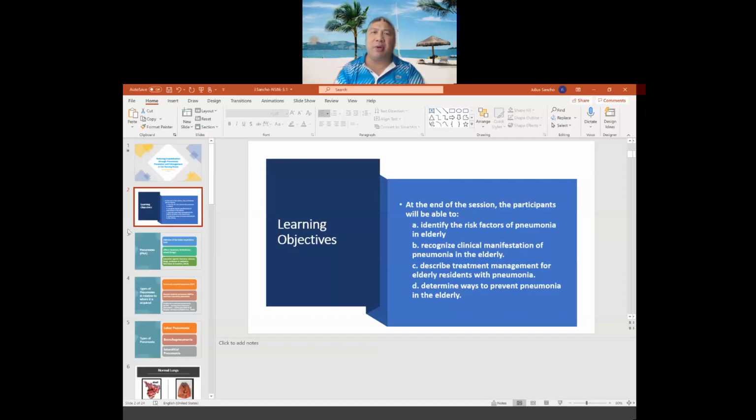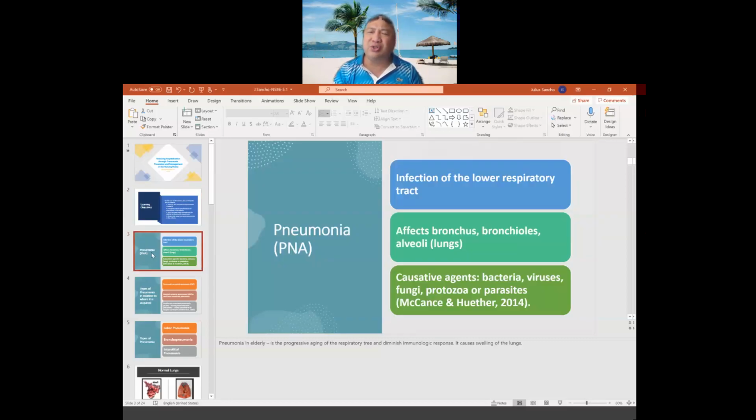So now let's talk about pneumonia. What is pneumonia? Pneumonia, in simple terms, is the infection of the lungs, or the infection of the lower respiratory tract. It impacts your bronchus, your bronchioles, and your alveoli. The alveoli is very important because it is where the exchange of your oxygen and your carbon dioxide takes place.